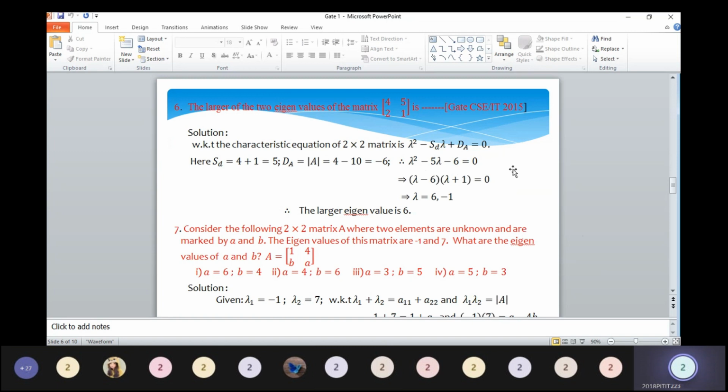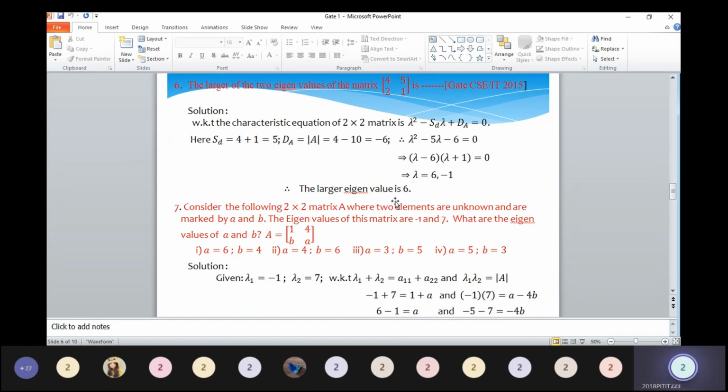So by factorizing, the product must be minus 6 and the sum must be minus 5. The factors of 6 are 1 comma 6. So the sum is 1 comma minus 6. The sum must be minus 5, the product must be minus 6. So the eigenvalues are among these. Which is the largest one? 6. So 6 is the answer.